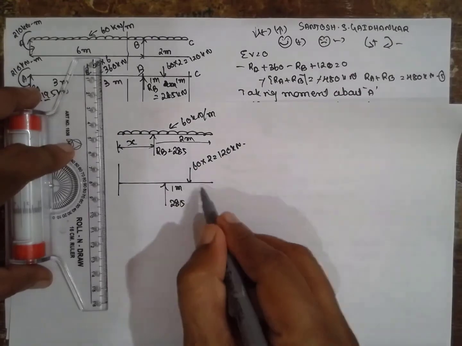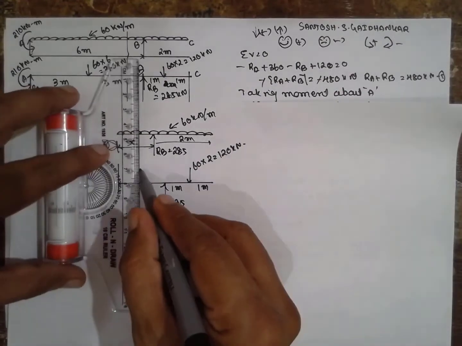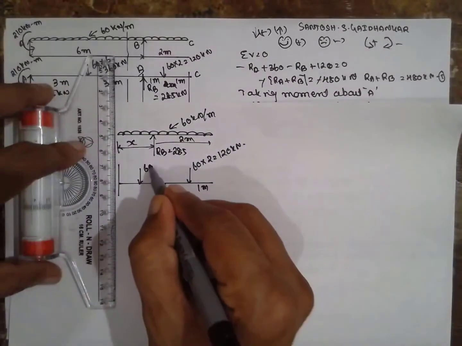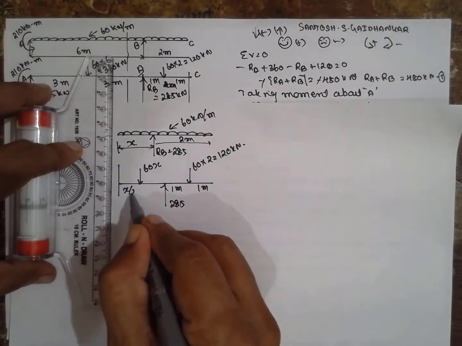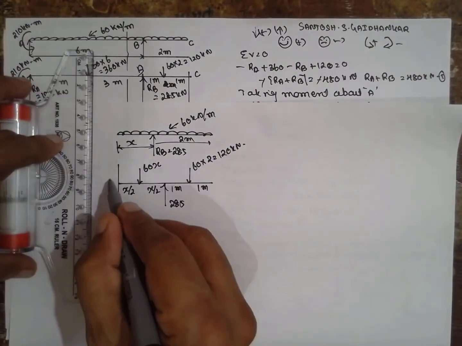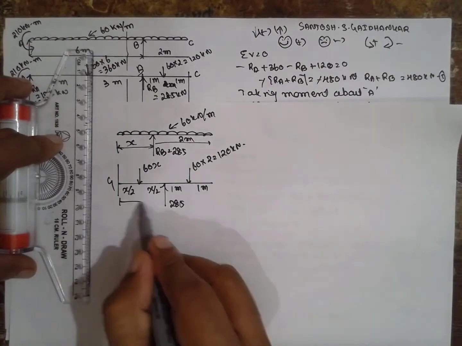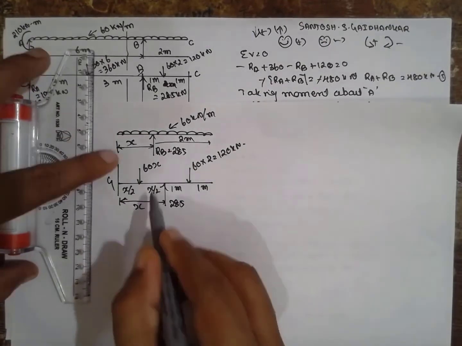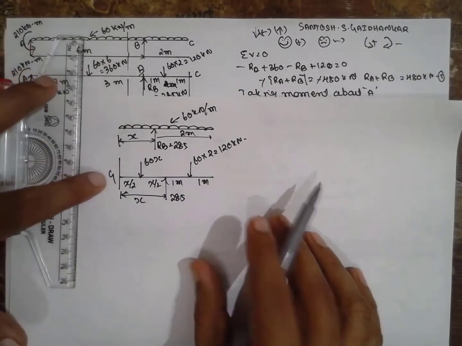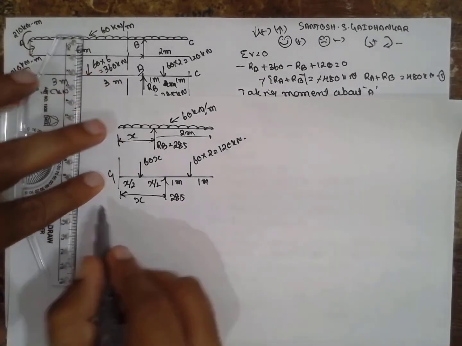1 meter this side, 1 meter this side, and here the value will be 60 X. X by 2 this side, X by 2 this side. You have to find out G, and total length will be X here. We have taken X here. Now moment about G. Bending moment you have to take.